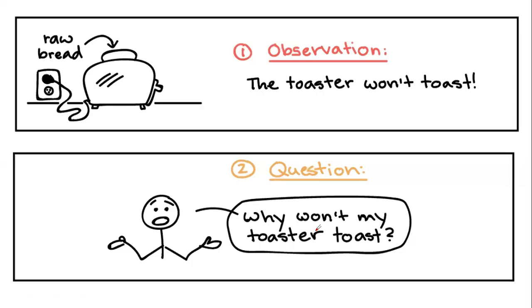For example, you want to toast bread. You get that bread, you put it in the toaster, and then you observe that the toaster is not toasting the bread. The bread is not getting toasted. So your question now will be, why is this toaster not toasting my bread?